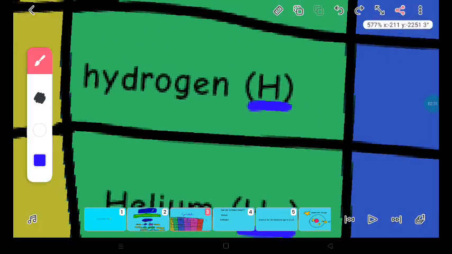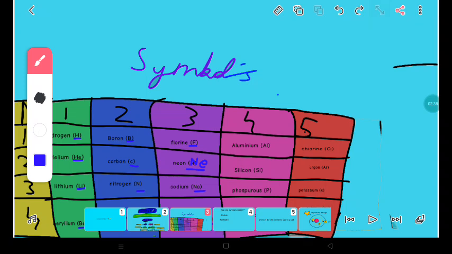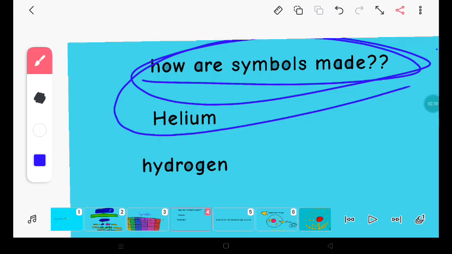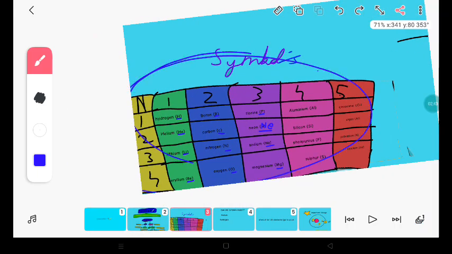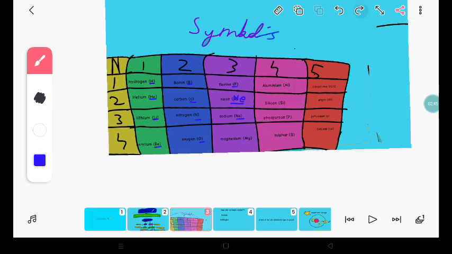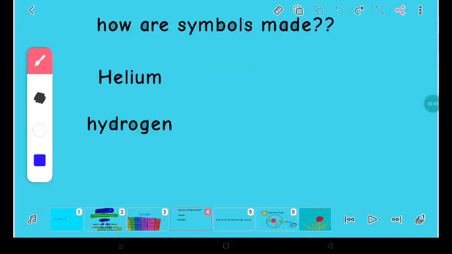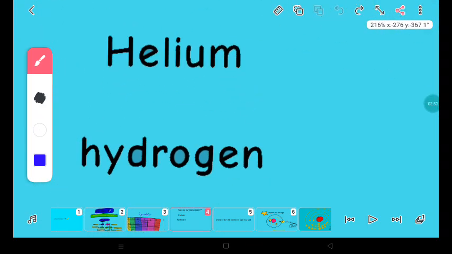So, I know these are all very confusing to memorize. That's why we are going to be learning how symbols were made, so it will be easier for you to memorize these. Yay! How not fun! How boring! So, how are symbols made?